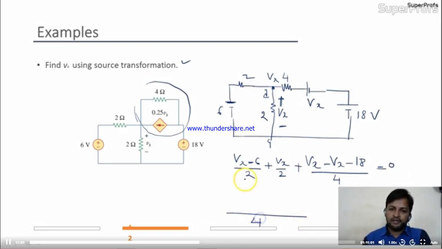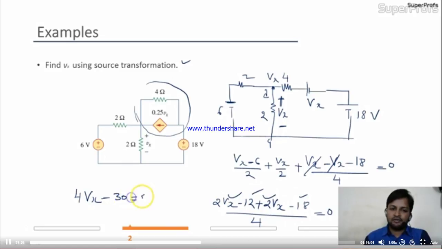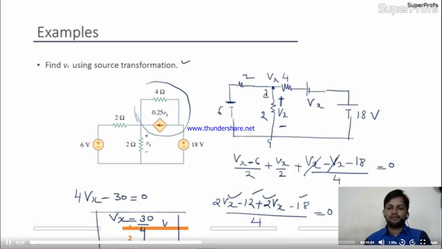I'll take the LCM over here. So this will be 2Vx minus 12 plus 2Vx, and it will cancel out and it will be minus 18 equal to 0. 2Vx, 2Vx, 4Vx minus 12 minus 18, equal to minus 30 equal to 0. So Vx equal to 30 by 4 volt. This is our answer. Very simple.